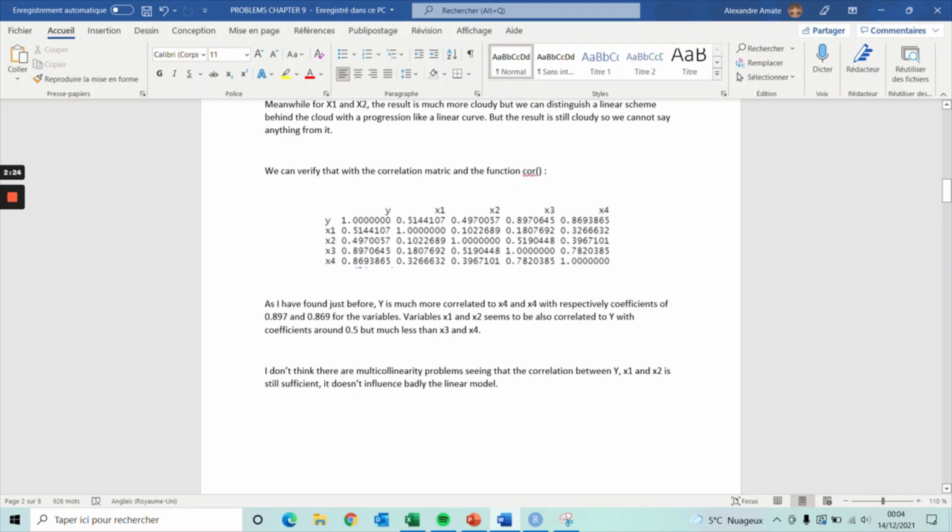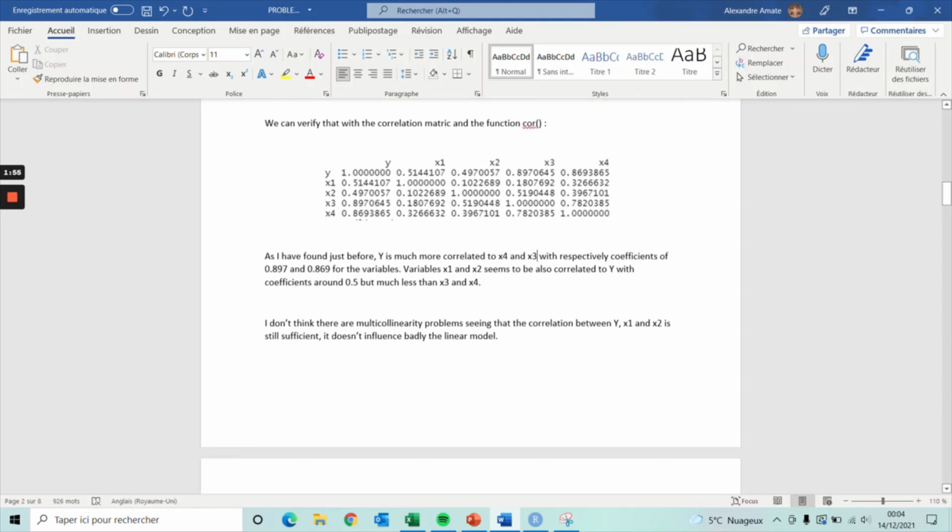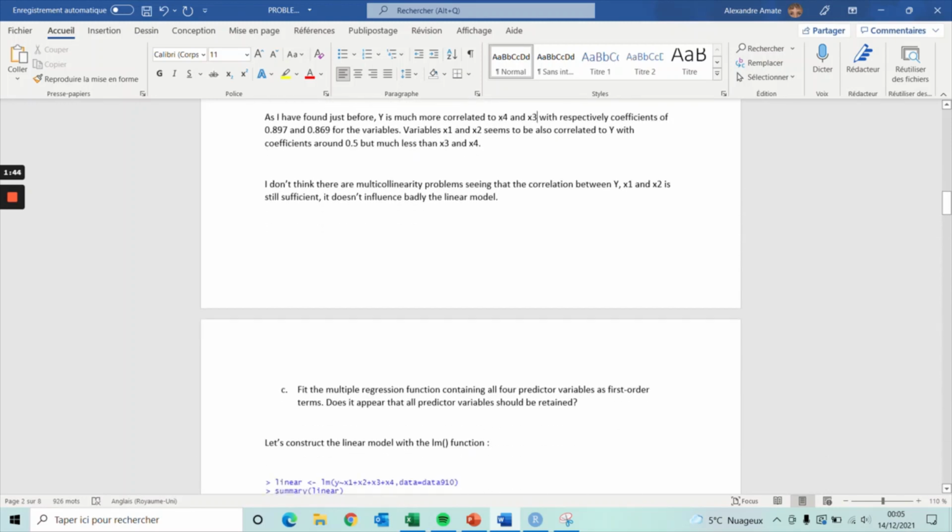As I found just before, y is much more correlated to x4 and x3, with coefficients of 0.895 and 0.869 respectively. Variables x1 and x2 also seem to be correlated to y, with coefficients of around 0.5, but much less than x3 and x4. It's still good, but it's not that good. So I don't think there are multicollinearity problems, seeing that the correlation between y, x1, and x2 is still sufficient and, like I said, doesn't badly influence the linear model.